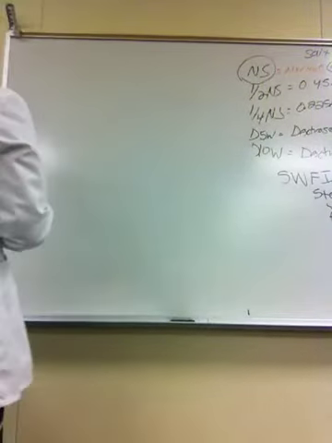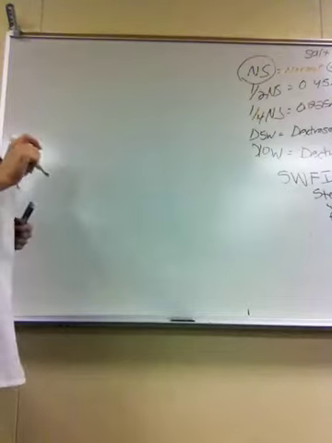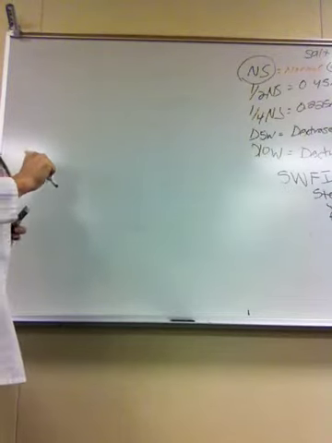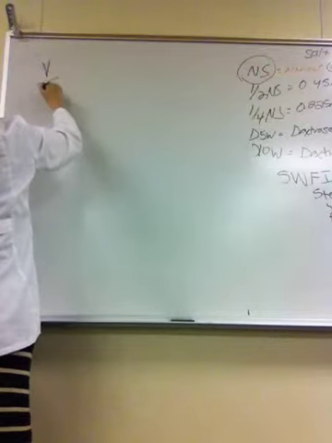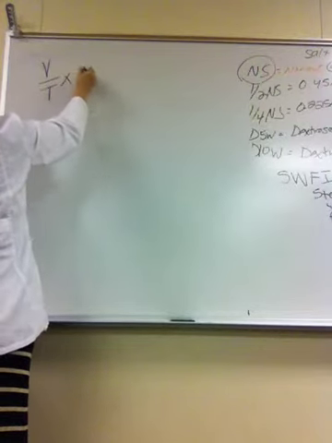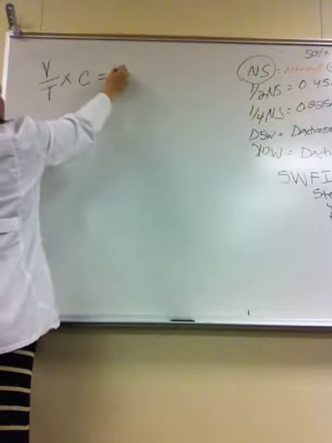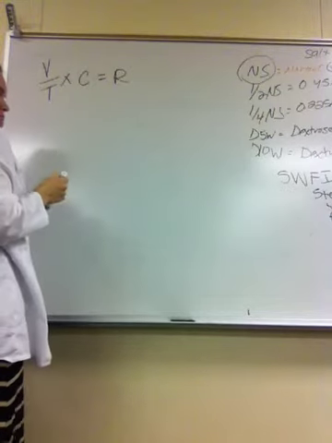Okay, so now we're going to do flow rates, you guys. When you do flow rates, we have a simple formula. It is V over T times C equals R.